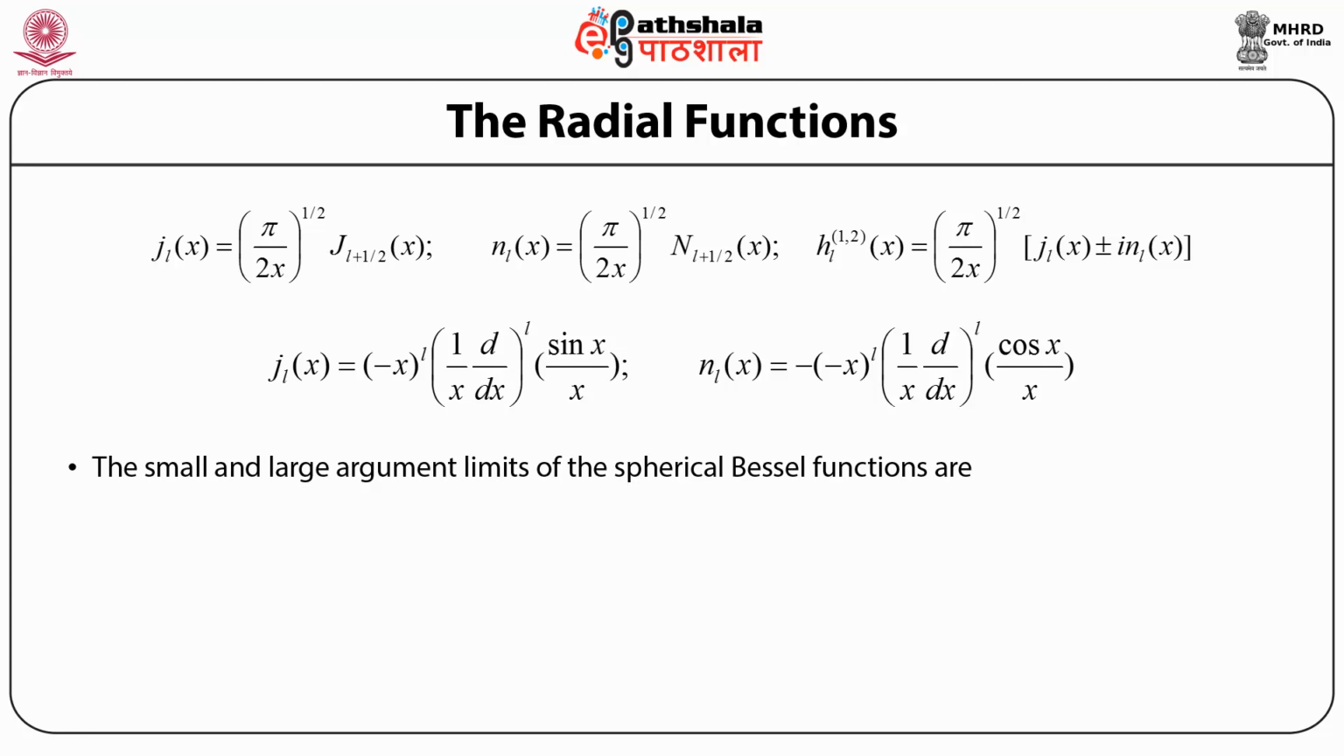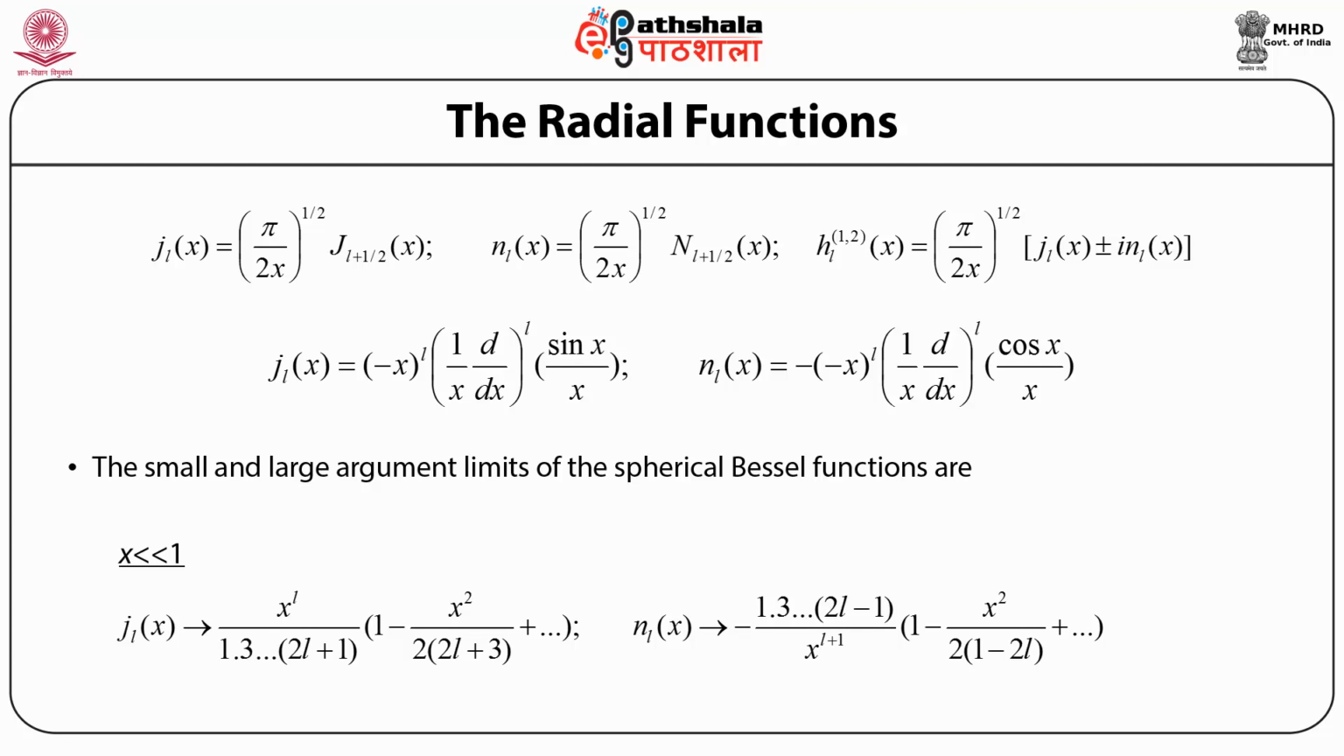The small and the large argument limits of the spherical Bessel function are, for x much less than 1, j_L(x) tends to x^L divided by 1·3·...·(2L+1) whole into (1 - x^2 divided by 2(2L+3) up to n terms). Similarly, n_L(x) tends to 1·3·...·(2L-1) divided by x^(L+1) whole into (1 - x^2 divided by 2(1-2L) and so on).